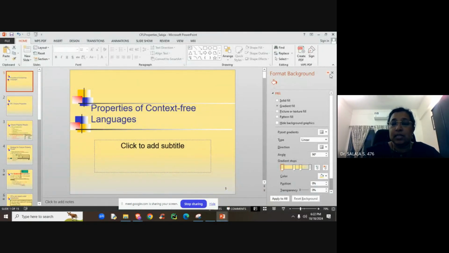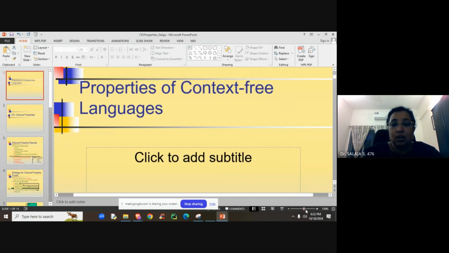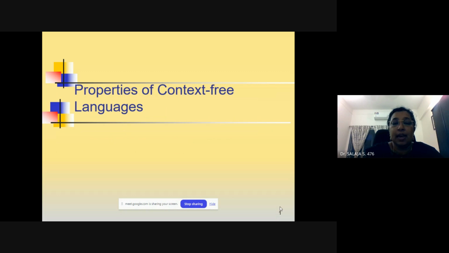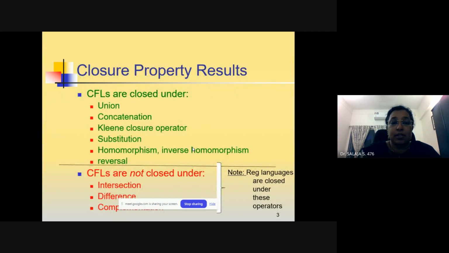Okay, now we'll start with the properties of context-free language. The properties of context-free language, we'll talk about the closure properties. What are closure properties? Take any two context-free languages or any one context-free language, apply the operator over it, and the resultant would always be a context-free language.